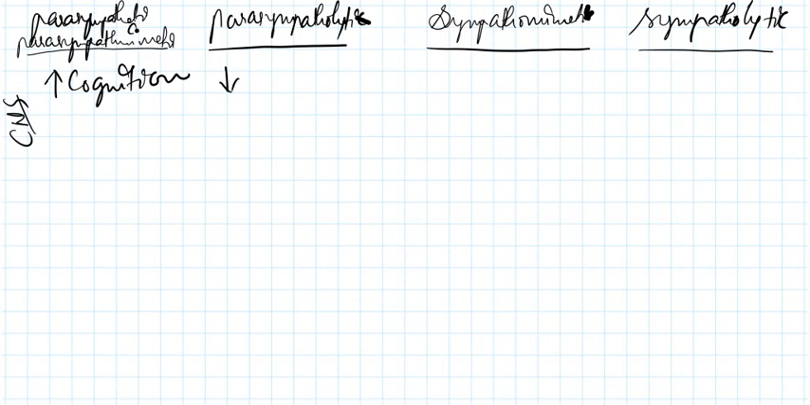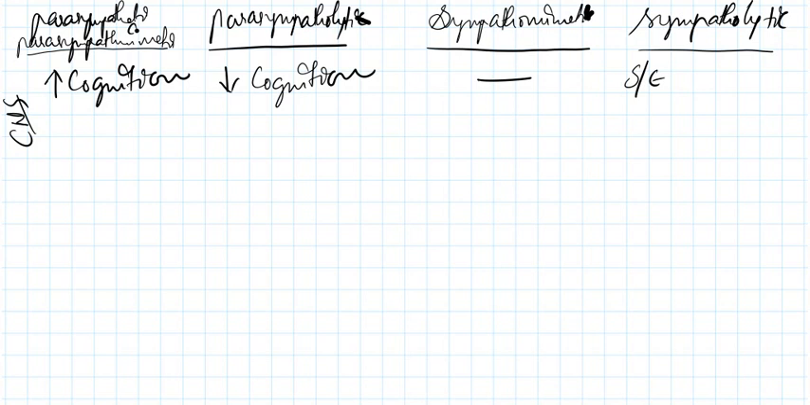Parasympatholytics are also called anticholinergics. They decrease cognition. Sympathomimetics do not have that much action regarding this one. But sympatholytics produce side effects. What are the side effects? We will discuss later.